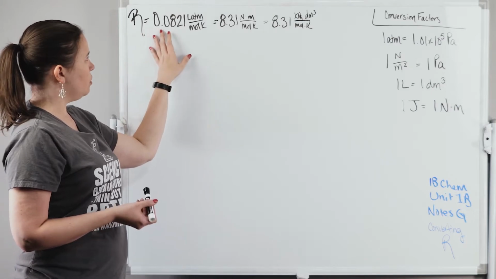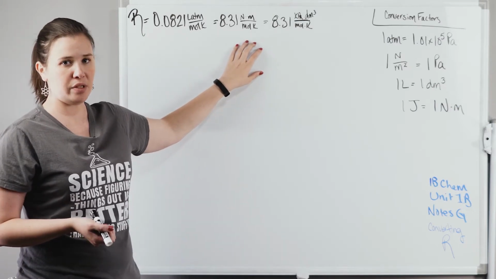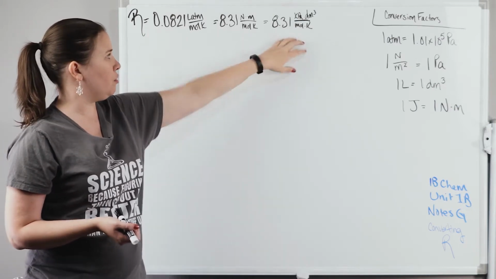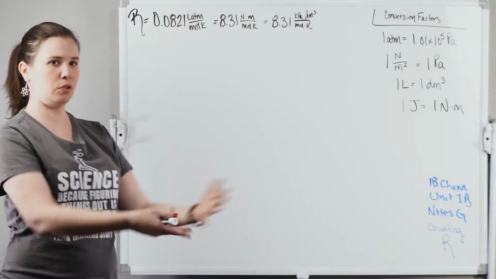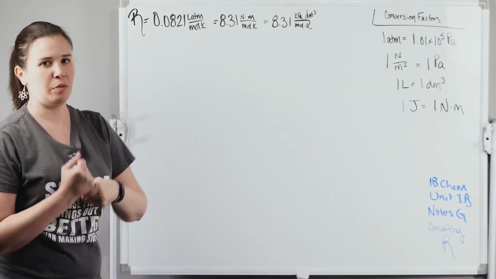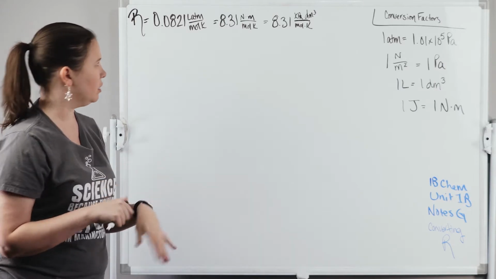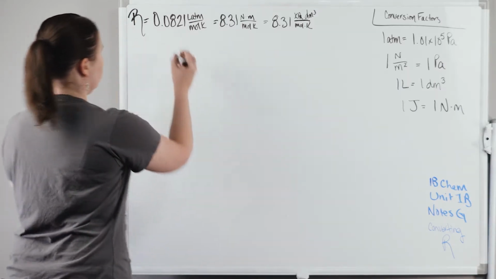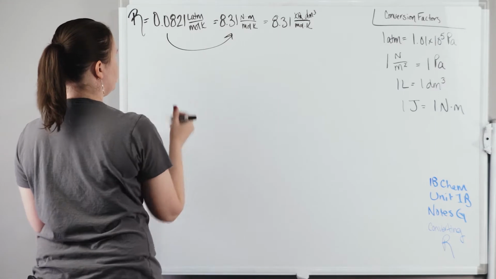So first thing I want to do is to prove that the honors number is the same as the IB number, and then also show you how to derive from what they give you into the kPa version in case you need to get it and can't remember exactly what it is. So first let's start with this conversion from honors to IB.